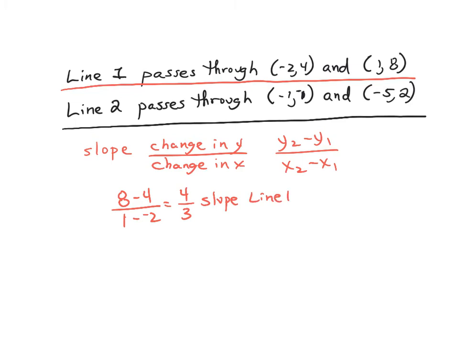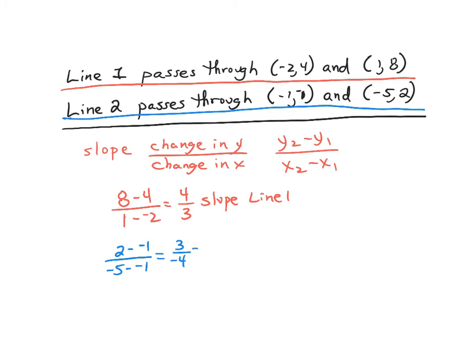Line number 2 that I have there passes through these points, and I'm going to do the same thing. I'm going to do y of 2 minus y of 1, so that would be 2 minus a negative 1 over negative 5 minus a negative 1. Well, 2 minus a negative 1 is equal to 3. Negative 5 subtracting negative 1 is equal to a negative 4. So the slope of this is really a negative 3/4.